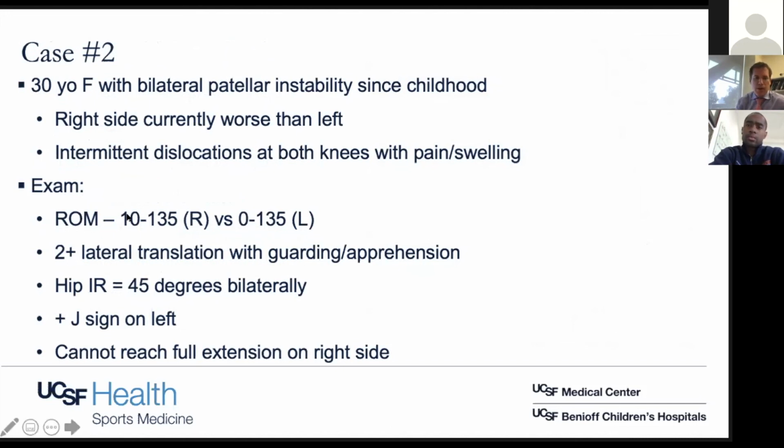On exam, her right knee, she can only extend to 10 degrees, but full flexion, and she can fully extend on the left side. She has 2+ lateral translation with guarding and apprehension, 45 degrees of internal rotation bilaterally, has a positive J sign on the left, and she can't reach full extension on the right, so can't really assess that J tracking.